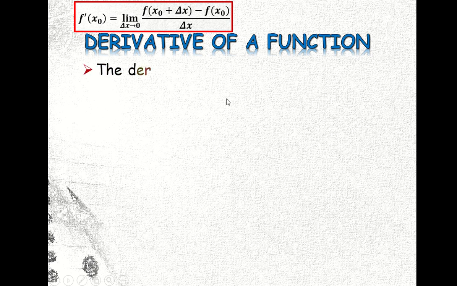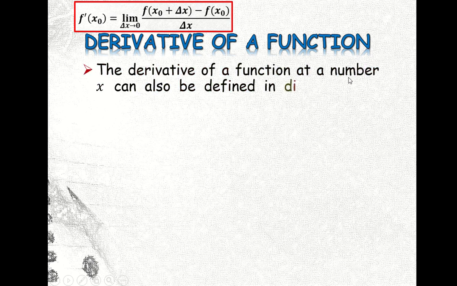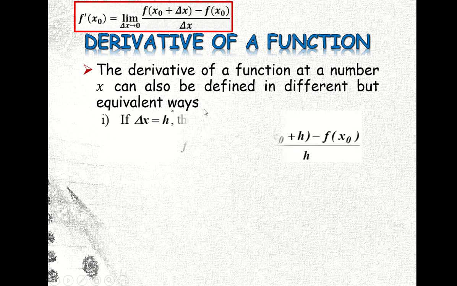Now the derivative of a function at a number x can also be defined in different but equivalent ways. So how to do that? First, we let delta x equal to h. If we change delta x to h, what will happen to this one? We have here delta x changed to h, retaining the other items.